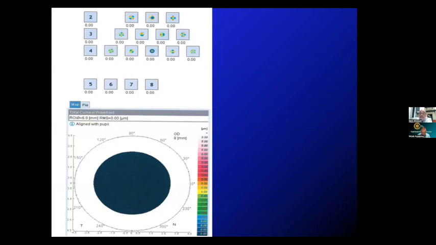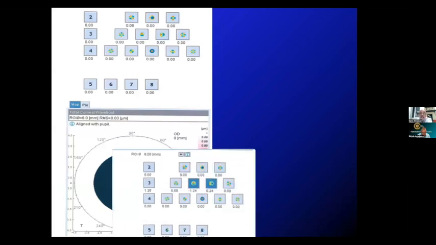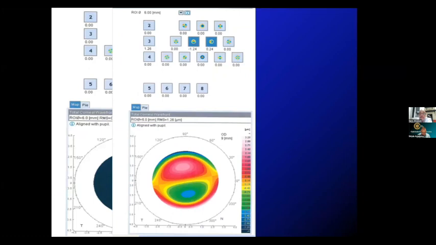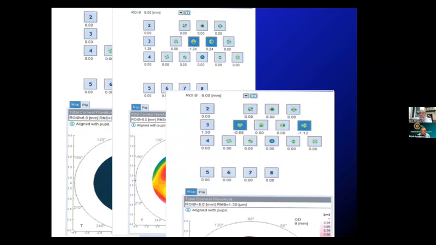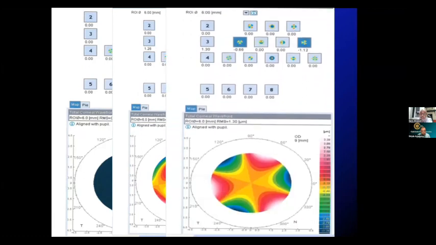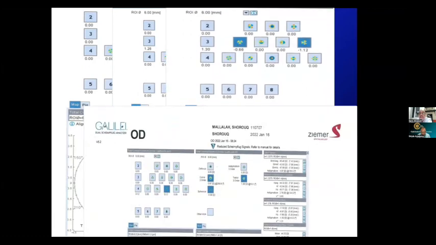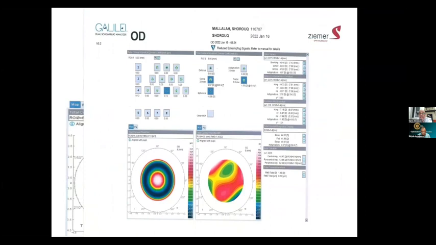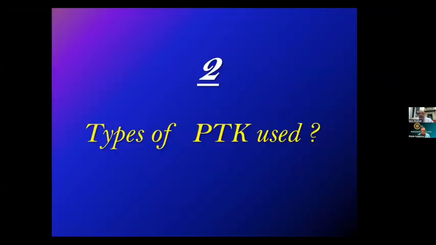And this is the Sirius. You can select, for example, only the coma. Look at the number, 1.2, so it's high. You can ignore it and select only the trefoil, still high, 1.3. Let us look at the spherical. Spherical is low, 0.12. So you can select and know which one is high and which one to treat.